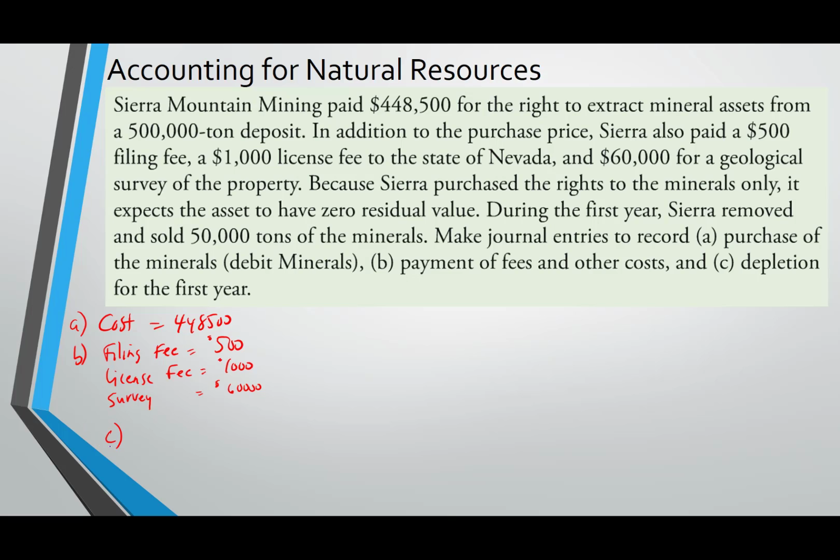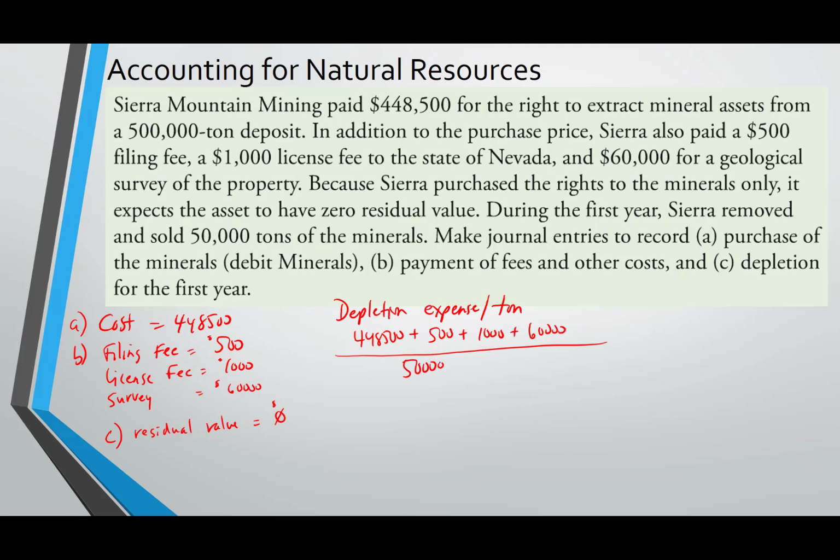All right, let's figure out our depletion expense. In this case, it's going to be per ton. So we would take our cost, which was the $448,500, plus all the other costs that we have, the $500, the $1,000, and the $60,000, divided by 500,000 tons. Now, people are asking, why don't you subtract anything? Well, in this case you would not, because the residual value was 0 that we were told there. We did not acquire the land with that, so there was no residual value at all.